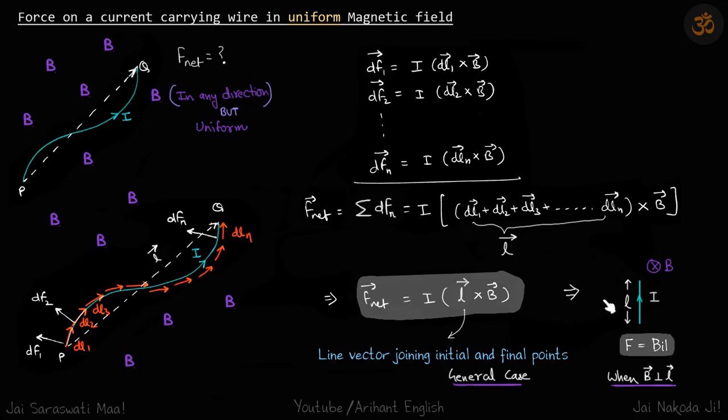Now a special case of this is when a current carrying wire of length L is put in a magnetic field which is perpendicular to I. So if L and B are perpendicular, then this becomes BIL. So this is the general case where L and B can be in any direction, and when B and L are perpendicular, then force on the conductor is BIL.